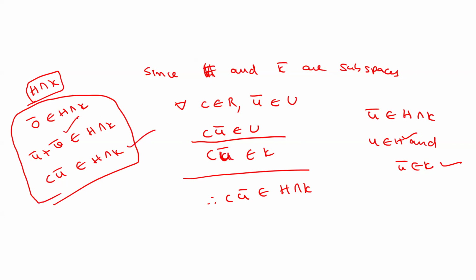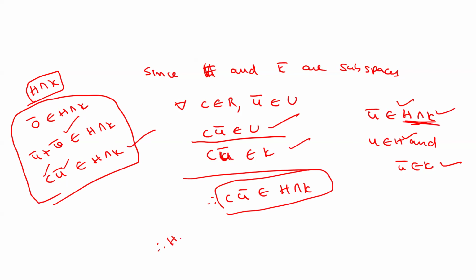So addition is closed, and you take any scalar and any vector in H intersection K. Because H and K are subspaces, cu bar belongs to H and cu bar belongs to K. So cu bar belongs to H intersection K. These three properties are satisfied. Therefore, H intersection K is a subspace of V. So the intersection of two subspaces is a subspace.